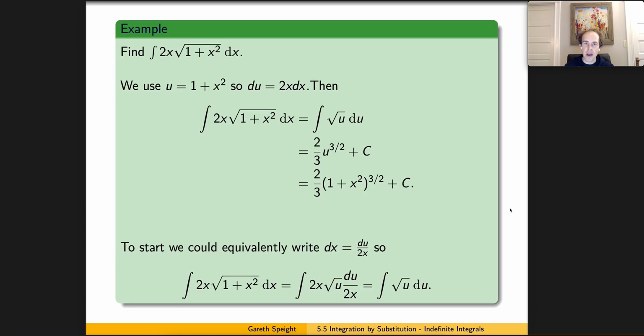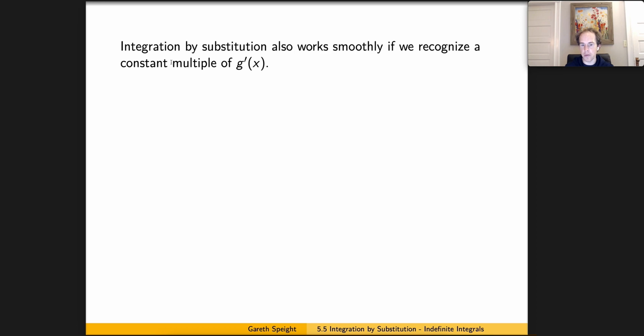Okay, so here we had a very nice case, right? We had a composition function and we had the derivative of the inside. So everything also works smoothly if instead of the derivative of the inside, we have a constant multiple of the derivative of the inside, because then we can just pull the constants out.